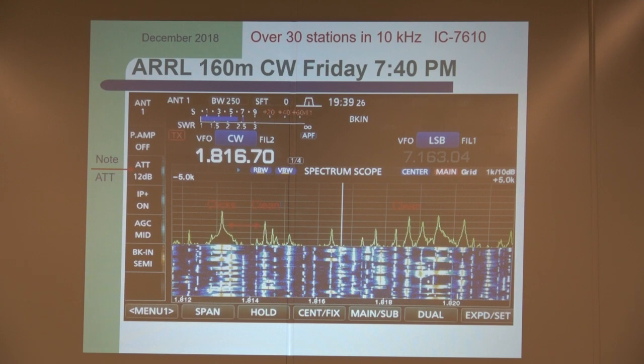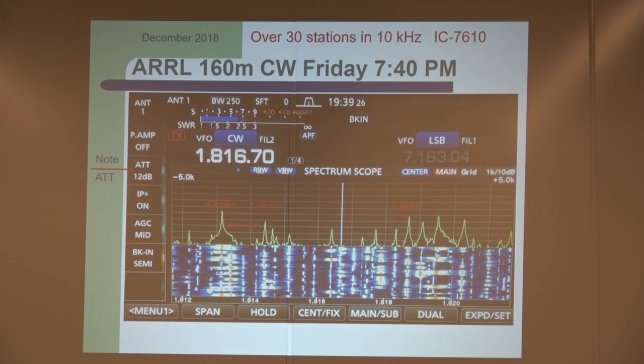Now here's this 7610 on 160. We've got over 30 stations in a 10 kHz bandwidth. Since I'm doing S&P, I'll just start at 1800 and work my way up to 1860. Maybe it might take me 2 hours to do that and work just about every station in the first pass. And then after that, of course, we've got dupes. The other thing, note on the left, attenuation 12 dB. So we're making the use of that window the best way possible.